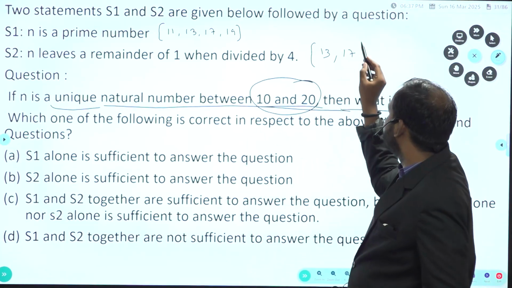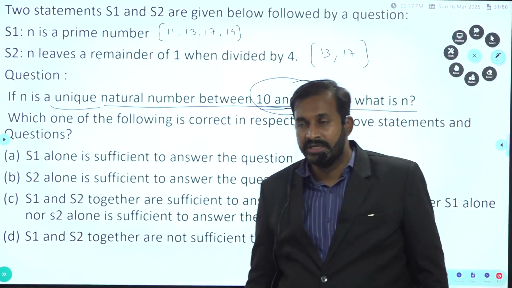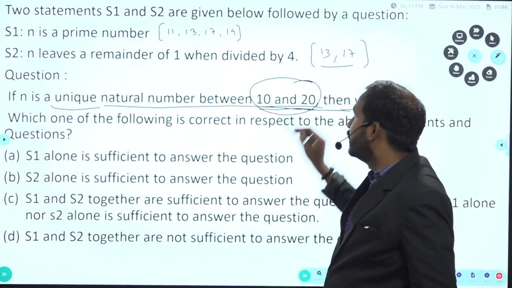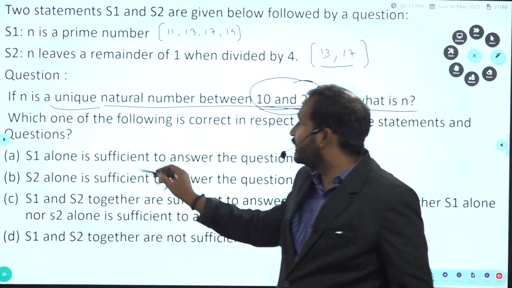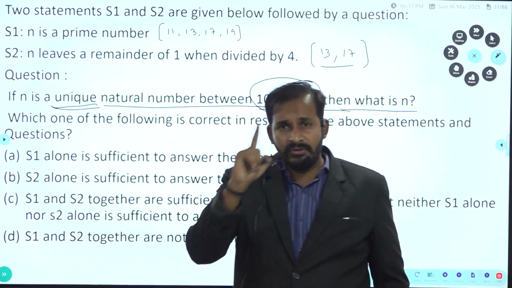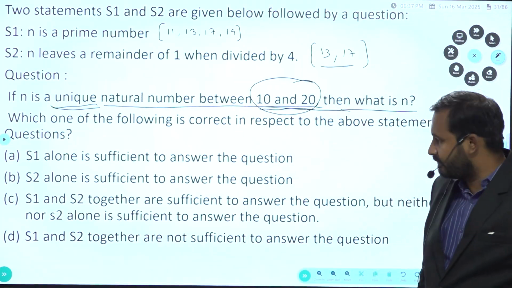Next, 21, but 21 is out of our range. Why? Because we want only the numbers from 10 to 20. So by the second statement, how many numbers are there for me? 2 numbers. But they are telling that n is unique. Am I able to tell only one answer here? No. With statement 2, I cannot tell my one answer.